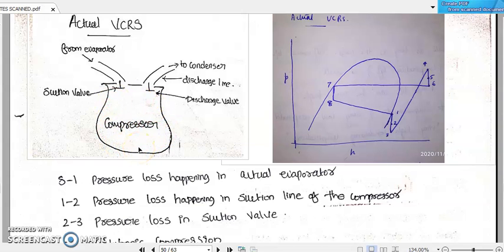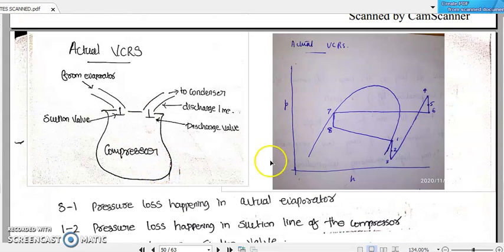So now let us try to represent the pressure enthalpy diagram for such an actual vapor compression refrigeration system. This will be the pressure enthalpy diagram for an actual vapor compression refrigeration system, considering all possible pressure drops at each and every point inside the circuit or inside the piping circuit connecting all parts of a refrigerator. So here we can have 8 to 1.